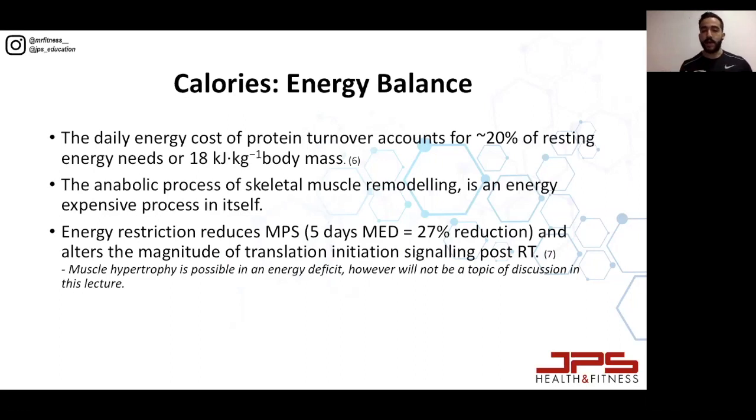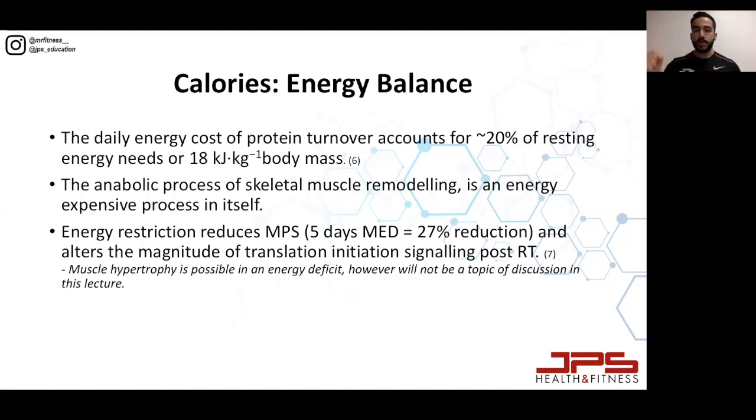Can we see that here? 5 days in a moderate energy deficit leads to a 27% reduction in muscle protein synthesis. So this shows that undereating is not conducive to muscle growth. We can't be undereating if we want to build muscle. You hear a lot of people who try to build muscle but also try to stay lean. So they train to build muscle and they eat to stay lean to lose fat. Those two strategies don't correspond well with each other.